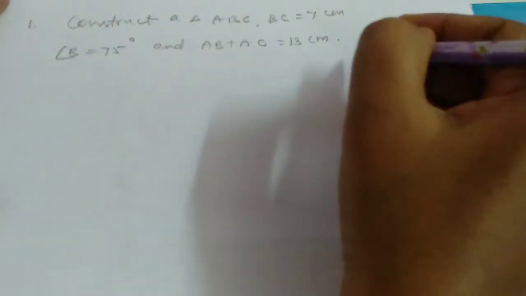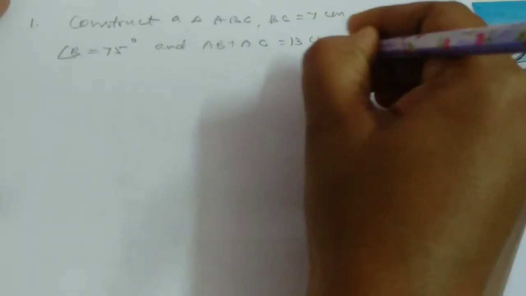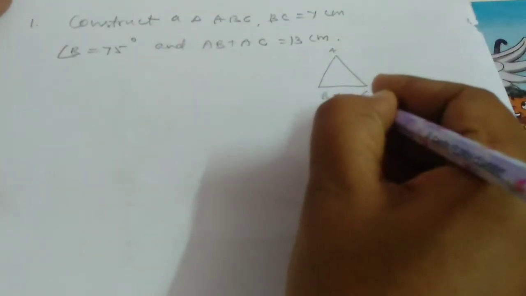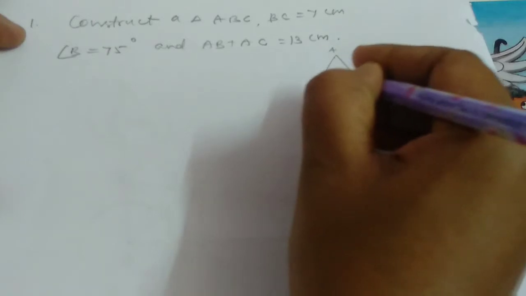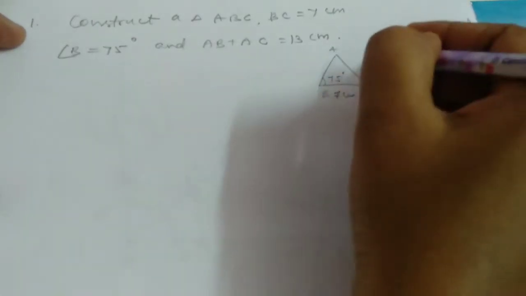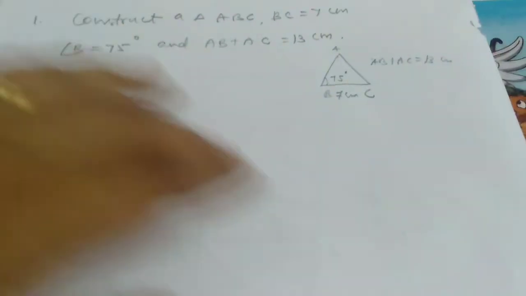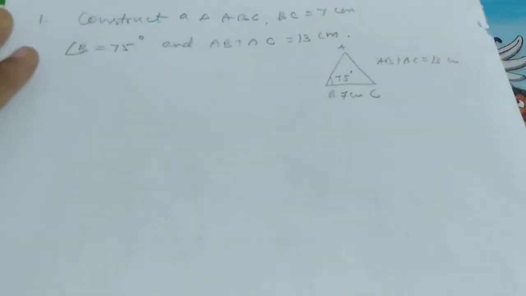See this sum: construct a triangle ABC. BC is 7 centimeters, angle B is 75 degrees, and AB plus AC is 13 centimeters. One triangle is there like ABC. They have given BC as the 7 centimeter base, angle B is 75 degrees, and the two sides AB plus AC make 13 centimeters. So how to take? First draw the base, make the angle, and on this angle you should cut this 13 centimeters.